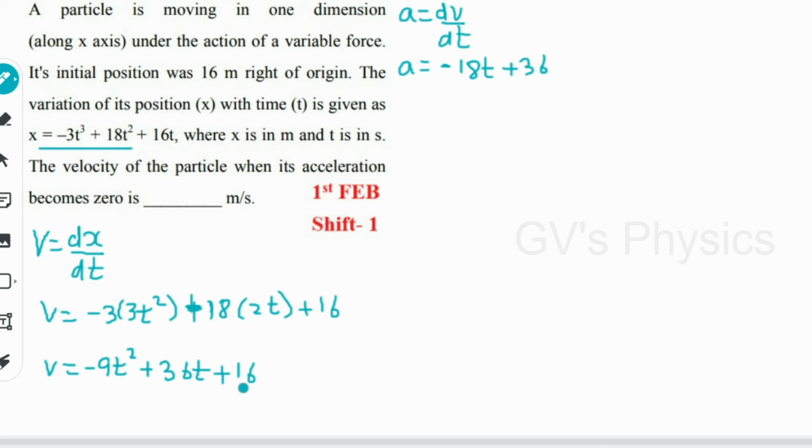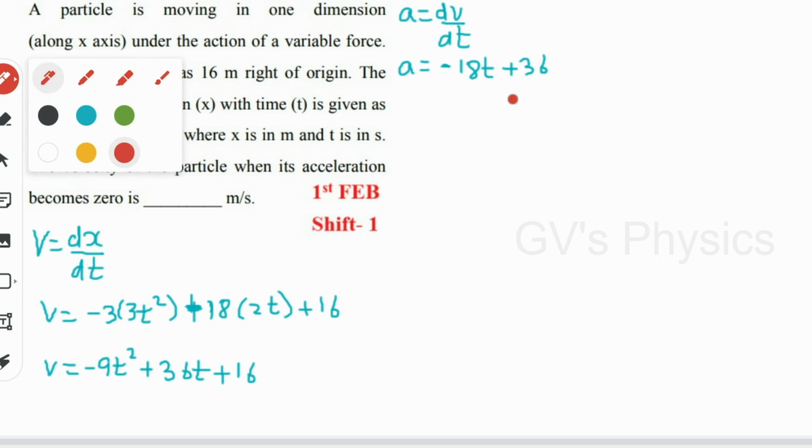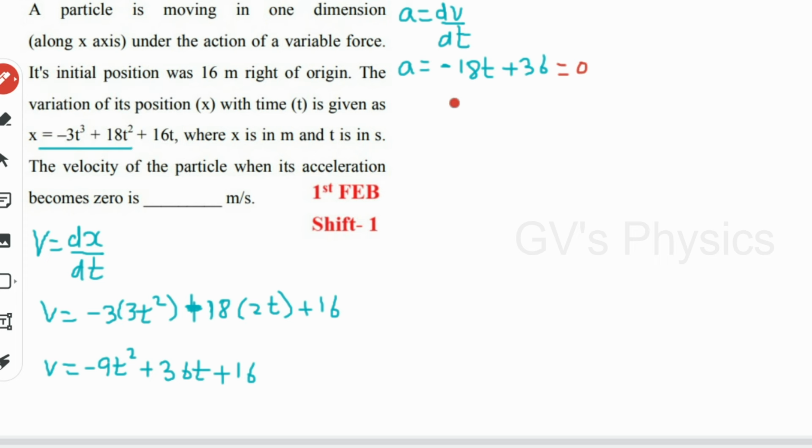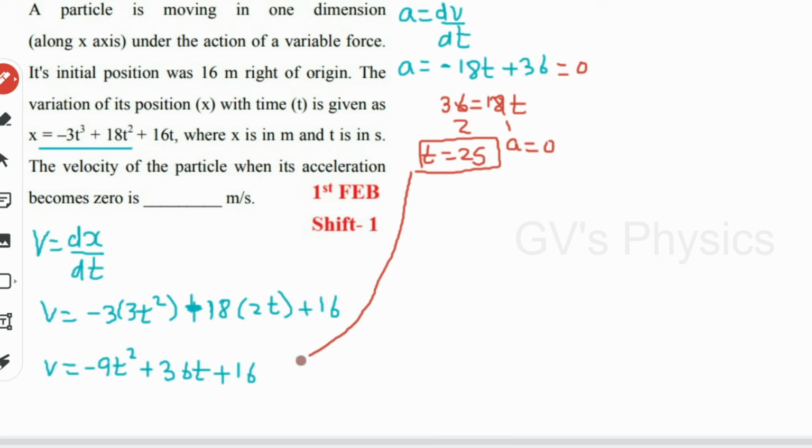So 16 is a constant, that will go to 0. So they have told acceleration is 0. So we can equate this is equal to 0. So 36 is equal to 18t, and time t is equal to 2 seconds. So they asked velocity. At time t equal to 2 seconds, acceleration goes to 0. We have to find the velocity. So I'm going to substitute t in this equation.